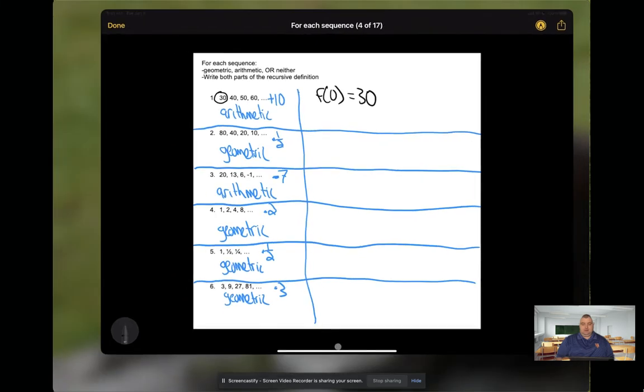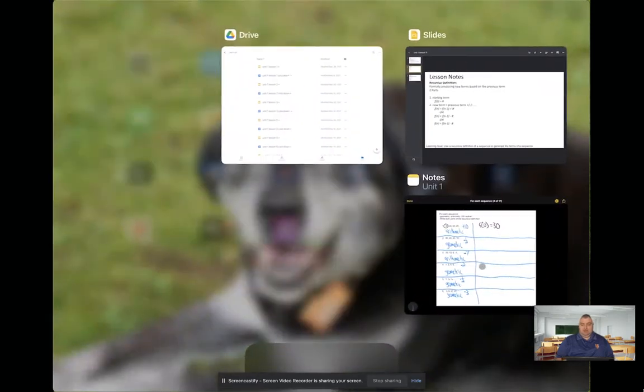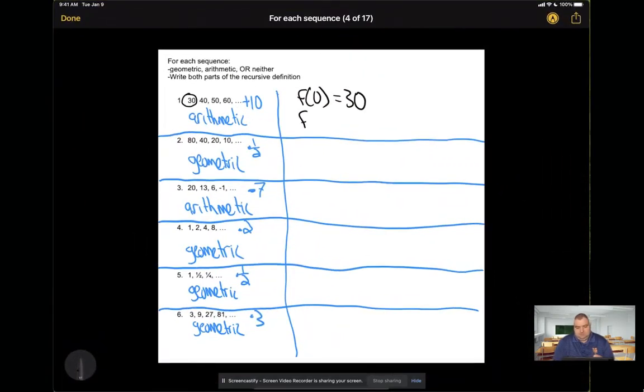And then for our next part, because our pattern is to add, we're going to use this one here. It's going to be f of n equals f of n minus 1 plus a number. What is that number going to be in this case? Plus 10. So f of n equals f of n minus 1 plus 10.